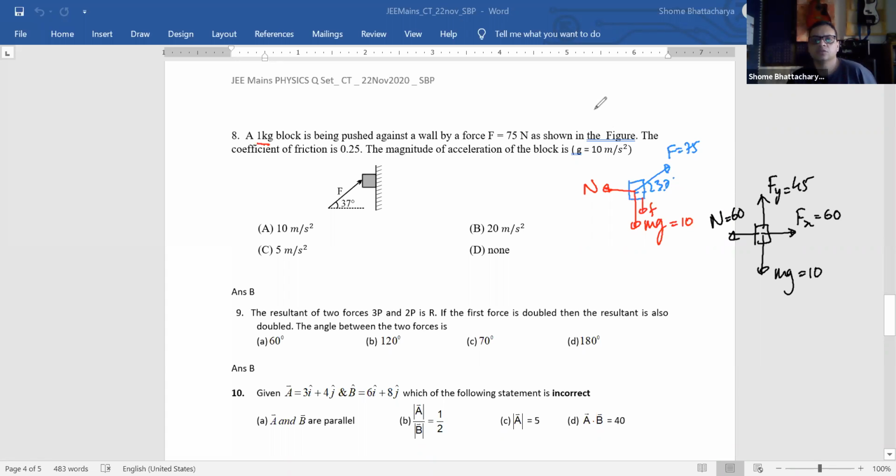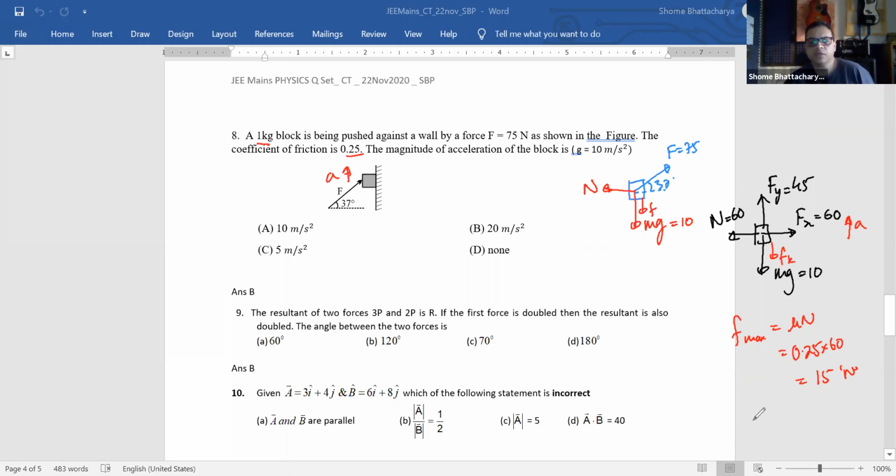Okay. So what is the maximum friction available to us? It is equal to 0.25 into 60. So it is only 15 newtons. Okay. And what is the balancing force you require here? Fy is more than mg by 35 newtons. So this will become kinetic friction, and this will slip up the inclined plane. So this will be slipping like this.